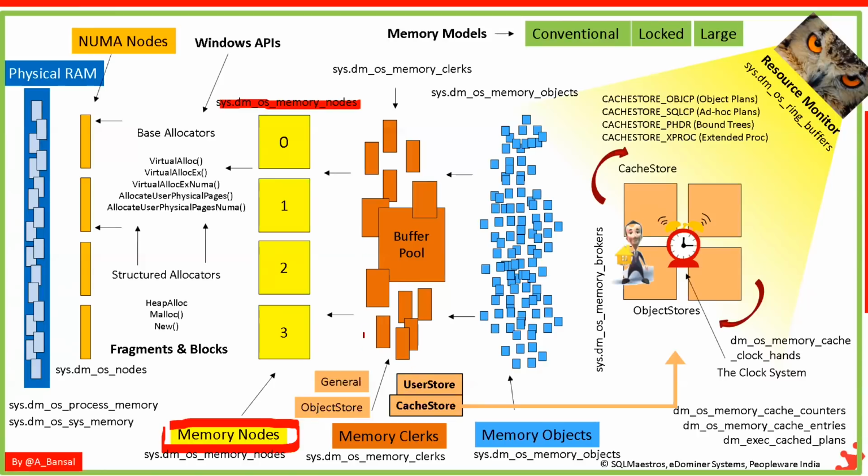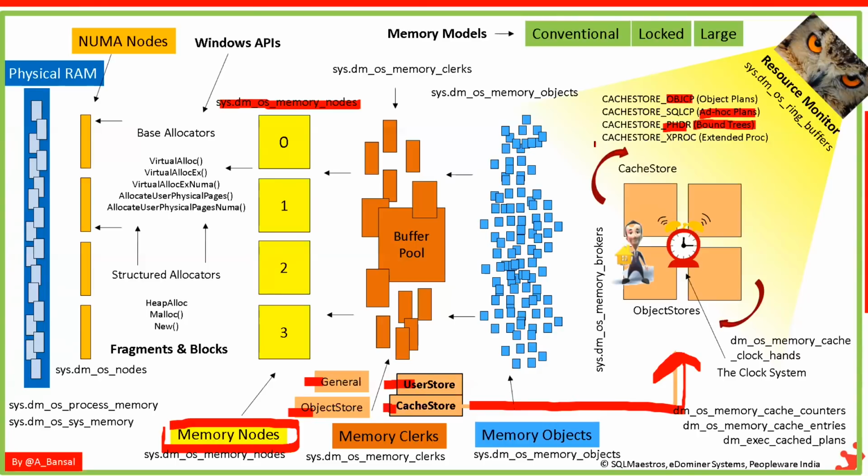So you can see there are different types of clerks here. You have a general clerk, you have a user store, you have an object store clerk, and then another classification of clerks are the cache stores. So if you see the cache stores here, I'm just trying to put down all the cache stores. You can see cache store OBJCP, which is for your object plans like stored procedures, triggers, and user-defined functions. And then you have cache stores for your ad hoc plans. Bound trees, this is the one I was talking about, the query trees. So there is a cache store called PHDR, and then of course extended stored procedures.